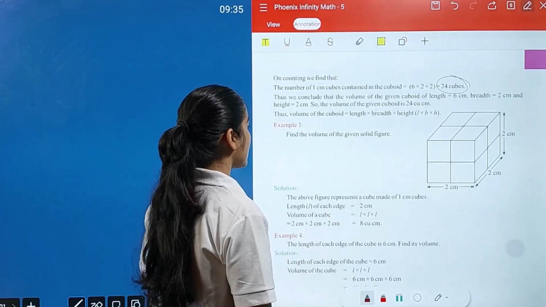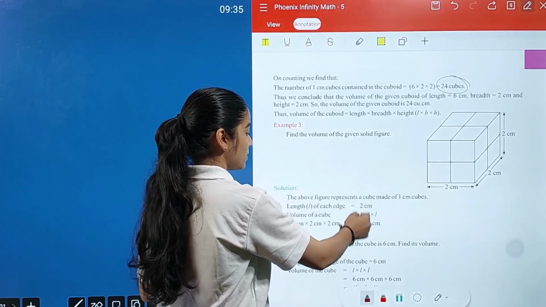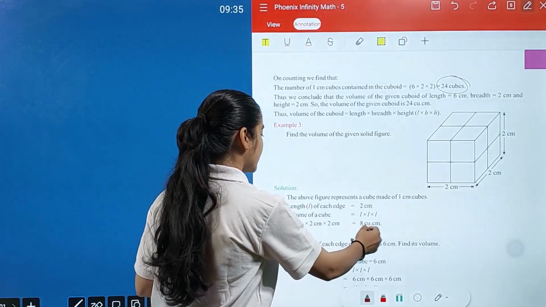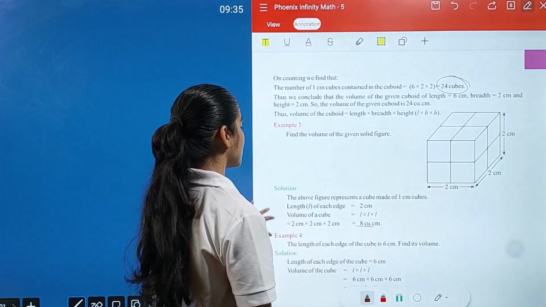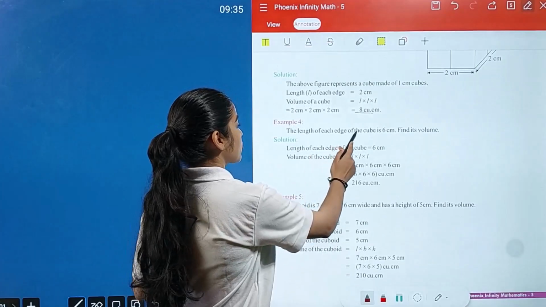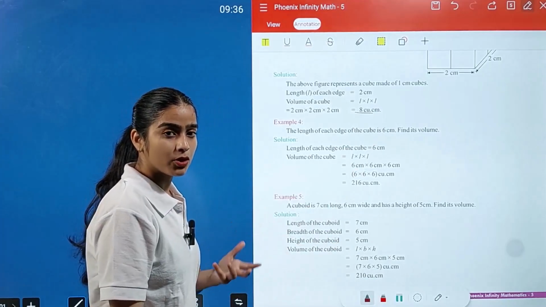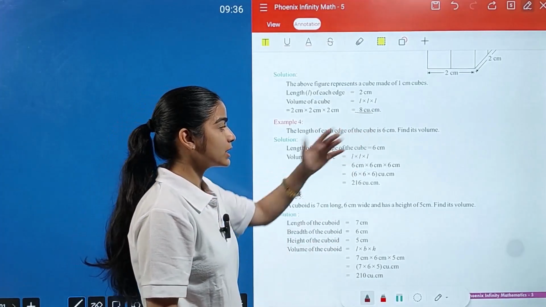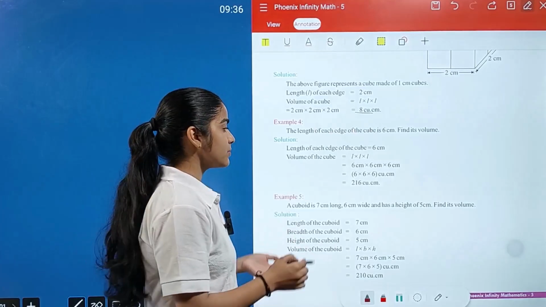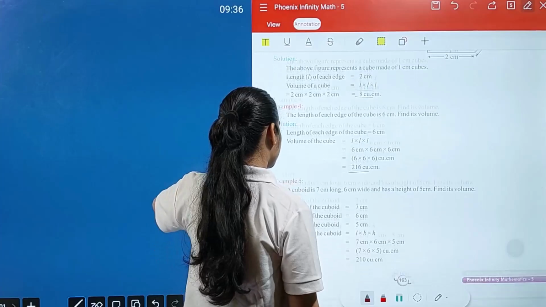Okay students, now we have to find out the volume of this. So here we have 2, 2, 2, so we simply multiply them together and we will get our answer, which is 8 cubic centimeter. Next, the length of each edge of the cube is 6 centimeter. Find its volume. We already know the volume formula of the cube. We just have to multiply this 3 times. 6 multiplied by 6 multiplied by 6 is 216 cubic centimeter.